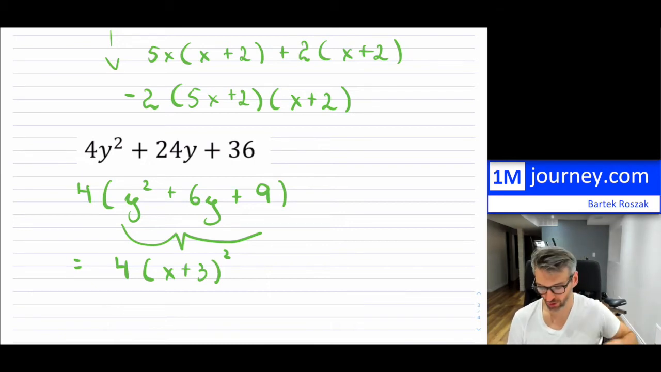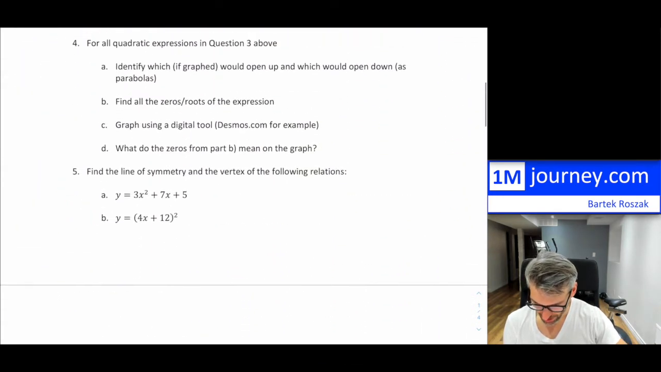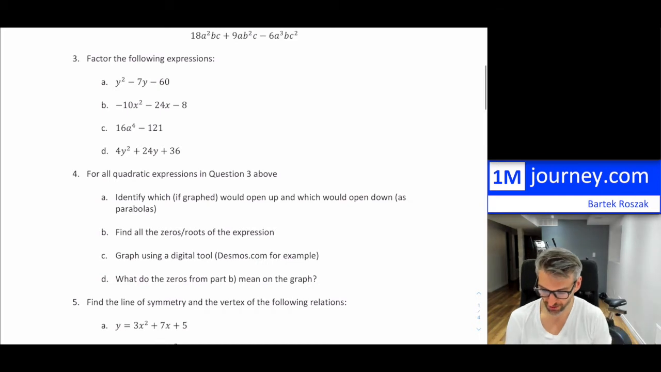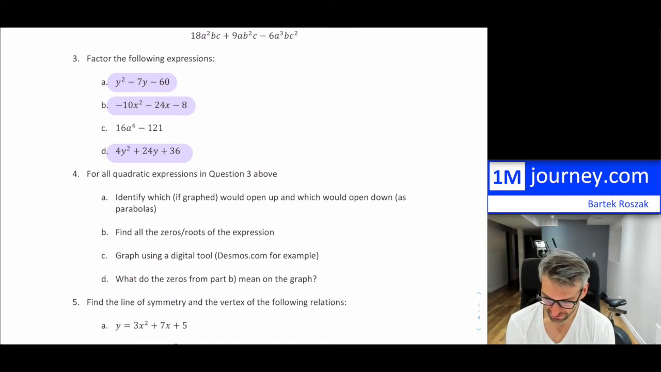And I wonder if you got this one on your own. Let's go back here. That was question number 3. Question number 4. Okay, so for all quadratic expressions in question 3, so this was a quadratic, and this was a quadratic. That B was not, that question C was not a quadratic, and this one was a quadratic. So for all of those, identify which, if graphed, would open up and which would open down as a parabola.